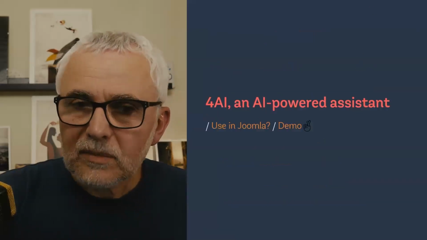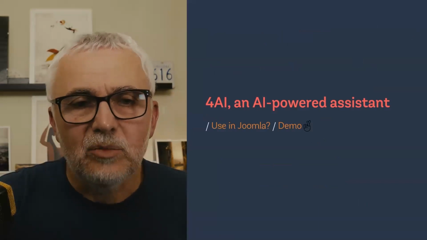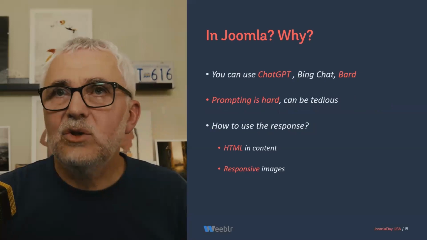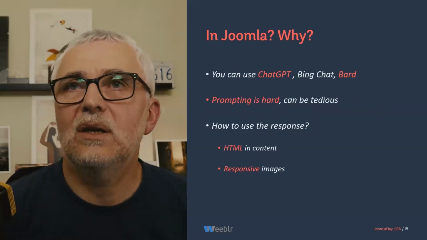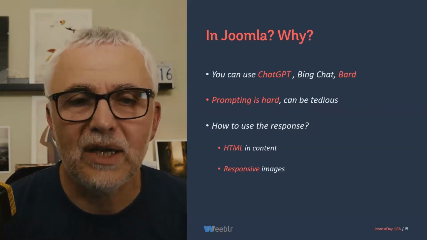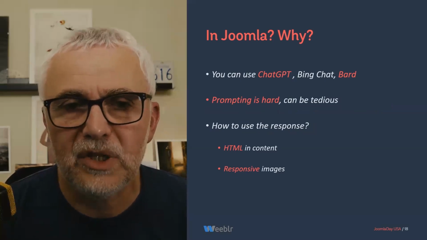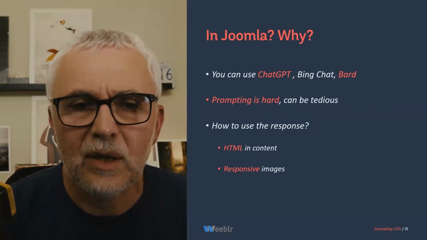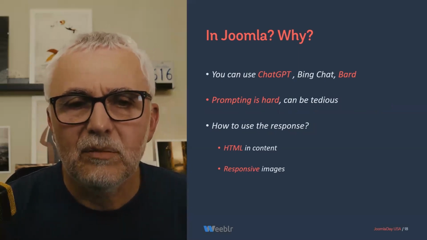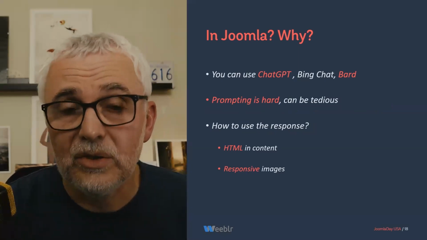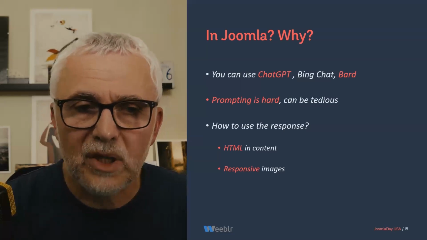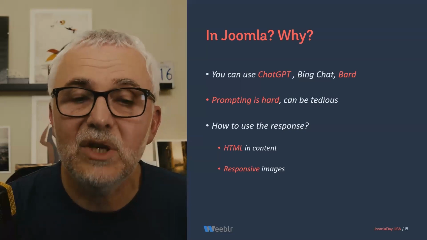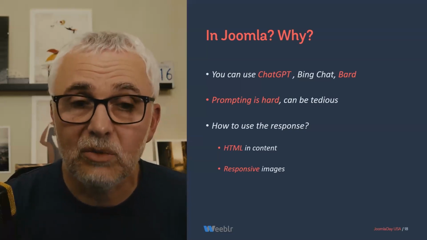So very quickly now, I decided to make an AI-powered assistant in Joomla. And you could ask, okay, but I can directly use ChatGPT and ask questions, or Bing Chat, or Bard, or I didn't change the name, it's Gemini now. But in fact, maybe you can because you're familiar with it, but prompting, that is the fact of describing what you want to do and obtaining what you want to do, can be really hard. Expressing what you want can be really hard.